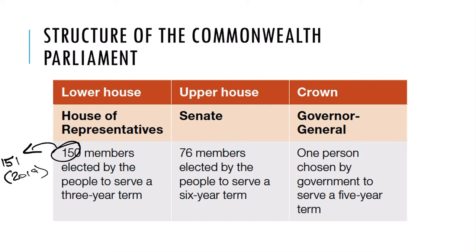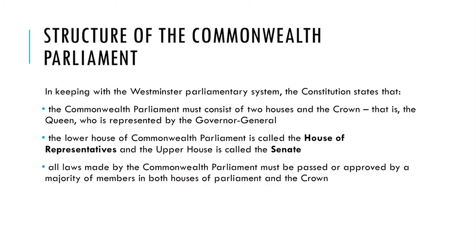And finally, the Governor-General is elected by the government or the Prime Minister to serve a 5-year term. So these are 3 separate parts. Now, if we look at the lawmaking capabilities of Parliament, a bill might start in either the lower house or the upper house, but it needs to be passed by both of these institutions before it makes its way to the Governor-General for royal assent.